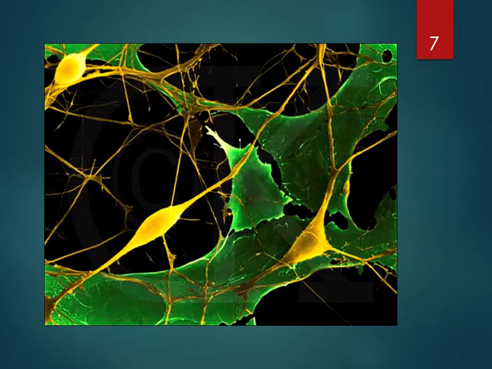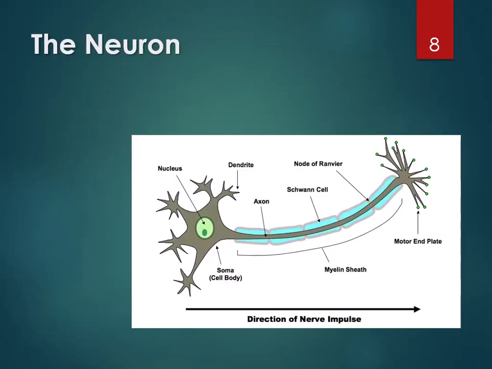The neurons are colored yellow in this picture, and the neuroglial cells supporting them are in green. The average neuron has a cell body with extensions sticking out of it. One of the extensions would be the axon. There's always one axon, which might branch at the end, but it is the long one where the impulse goes from the cell body towards the end of it, or away from the cell body.